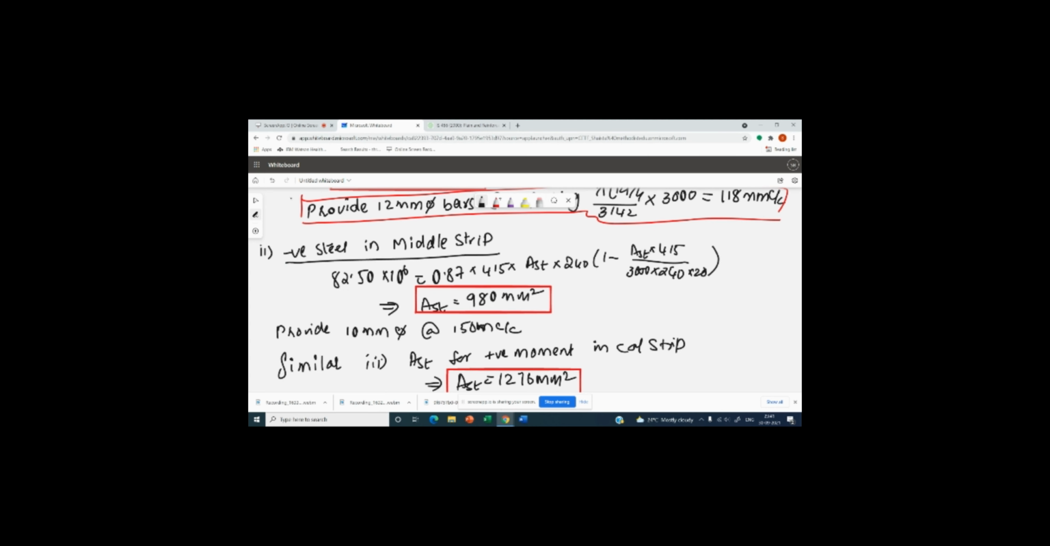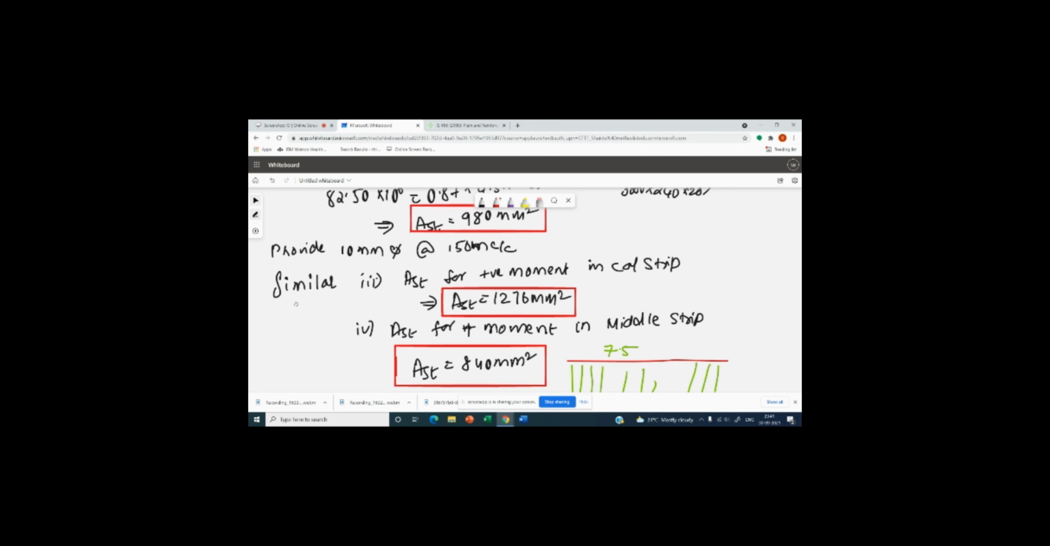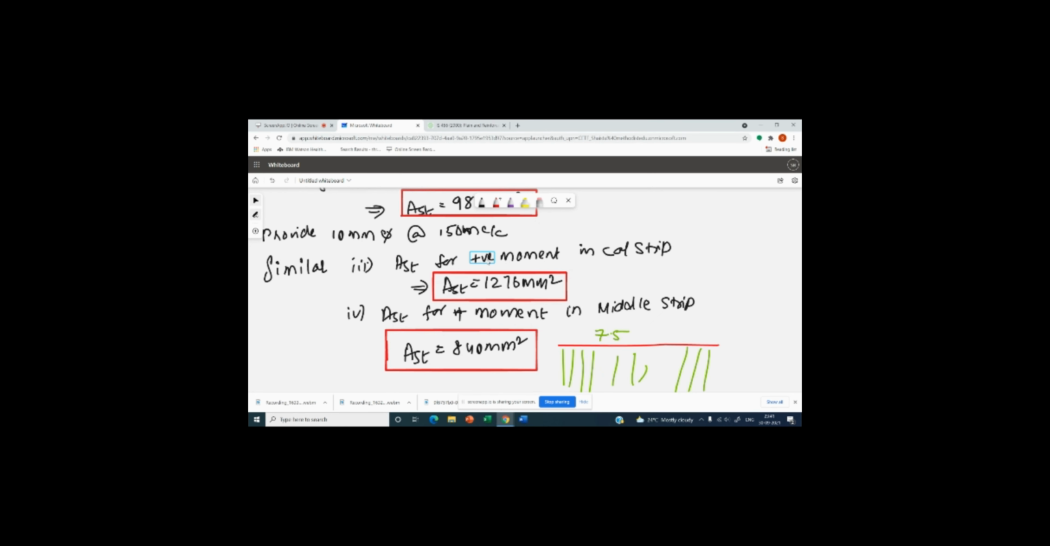Similarly, we'll find out positive steel, positive area of steel. Because we know the positive bending moment in the column strip, it was 106.5 kilonewton meter. So this was the positive bending moment in column strip. Using the same formula, we got this area of steel to resist this positive bending moment.